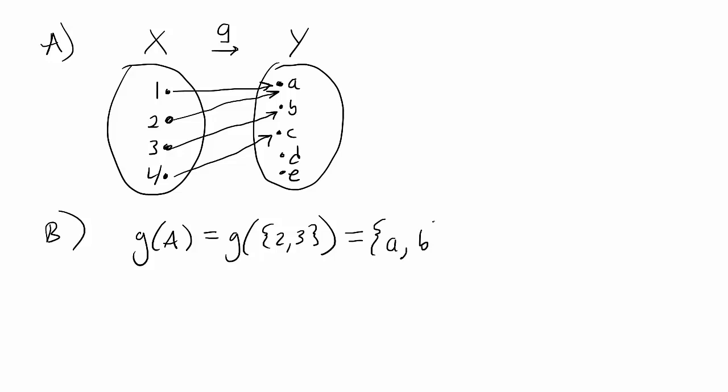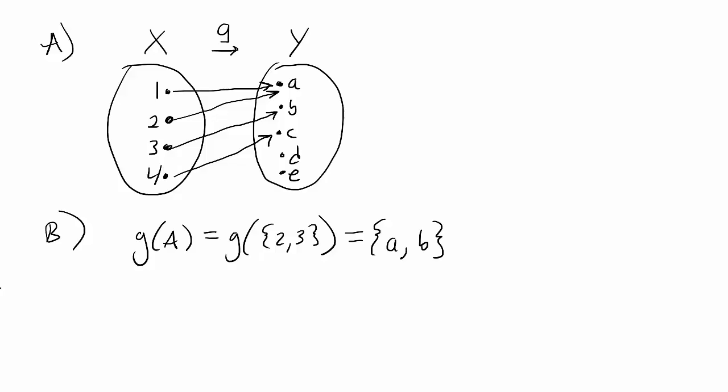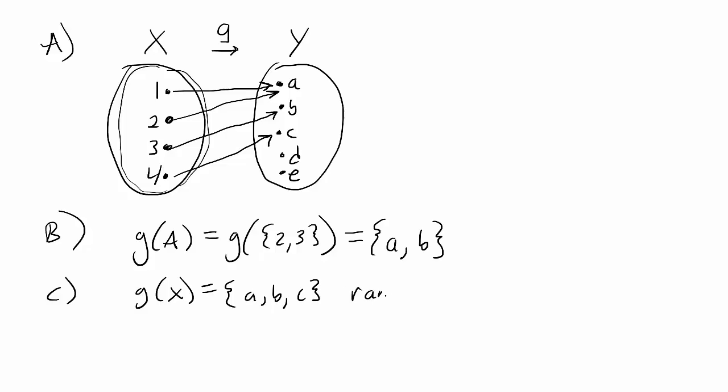And use set notation here. For part C, we're plugging in set X. Well, set X is just the whole domain. That's everything here. 1, 2, 3, and 4. So the outputs are going to be A, B, and C, which is going to be your range. That is the range.